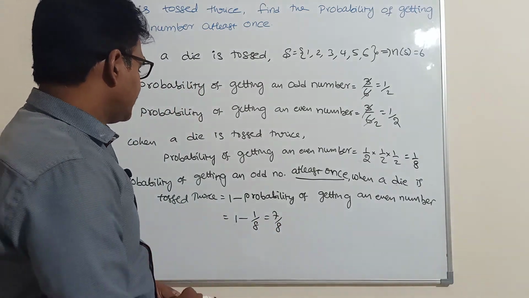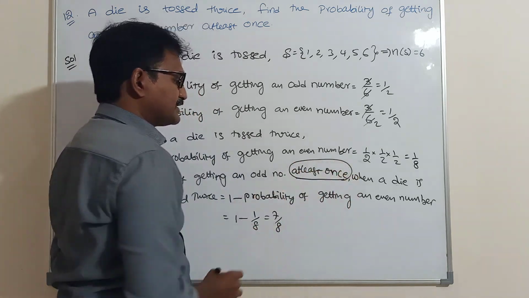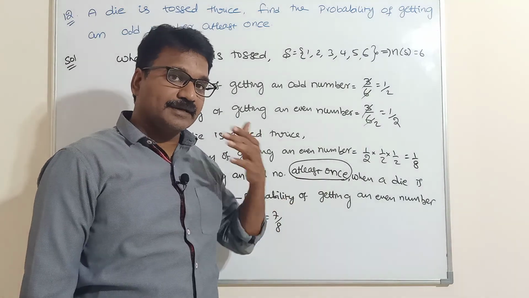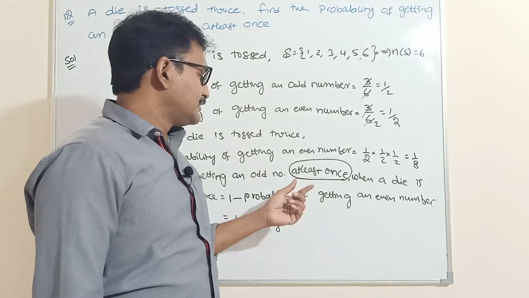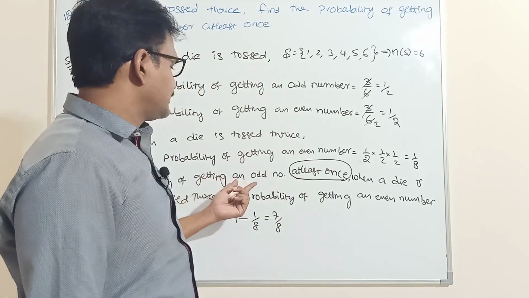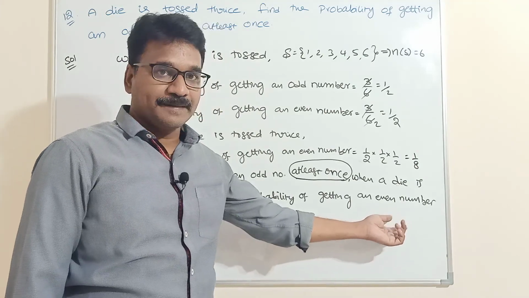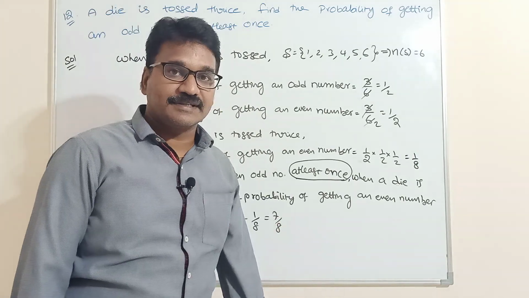So here this is the most important keyword. Whenever the words "at least once" are there, either in probability or permutations and combinations, then we have to use 1 minus none. None of the times we should get an odd number. That means none of the times odd number means nothing but an even number every time. So that's why it is 1 minus 1 by 8. So answer is 7 by 8.